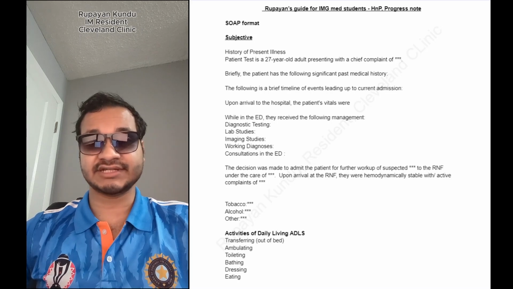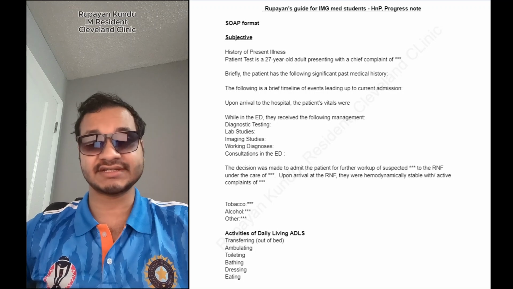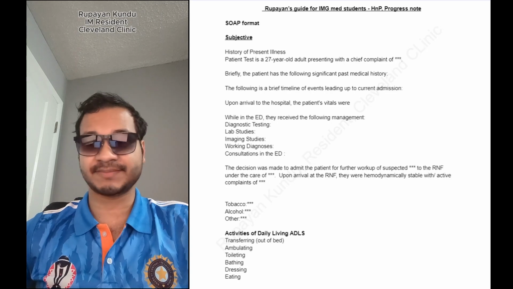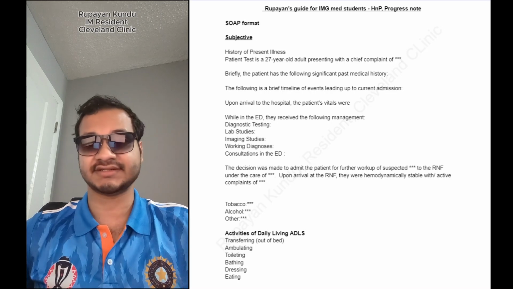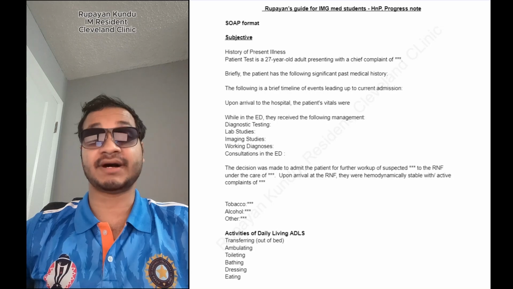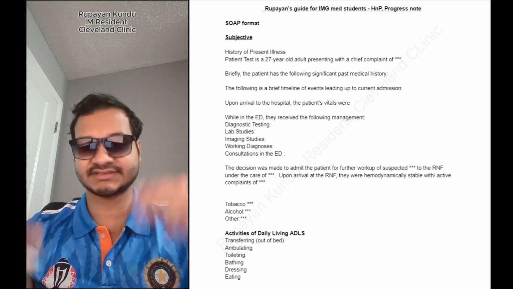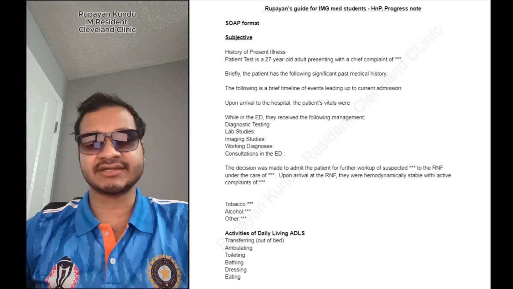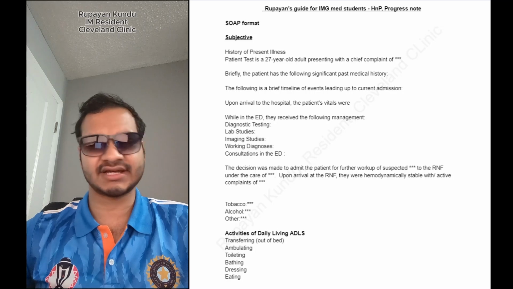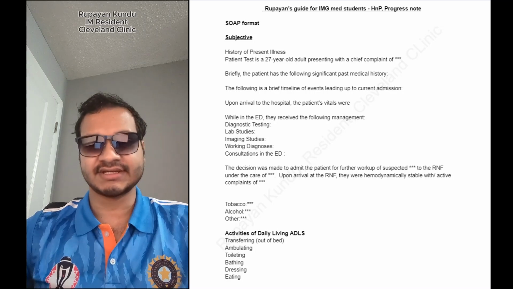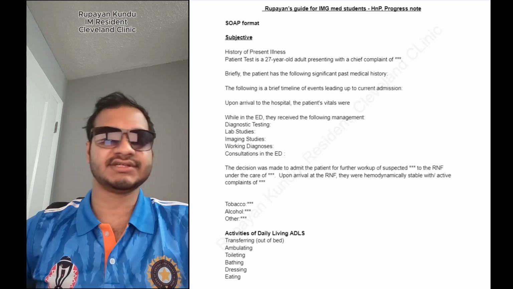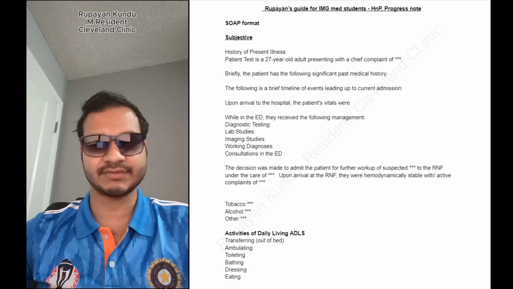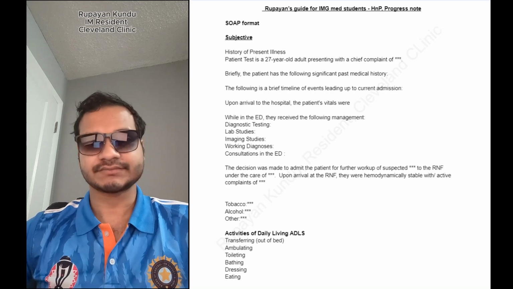For example, the first line you will write in the history of present illness is: the patient is a 27-year-old male presenting here with a chief complaint of diarrhea. That's it. Then you will write a brief past medical history. Just making up a situation, for example, this patient had some cancer and has been getting chemotherapy, and probably the last dose was about a week ago. He also had heart surgery, and also had hypertension, hyperlipidemia, and other things too.